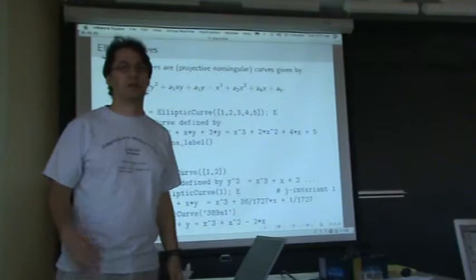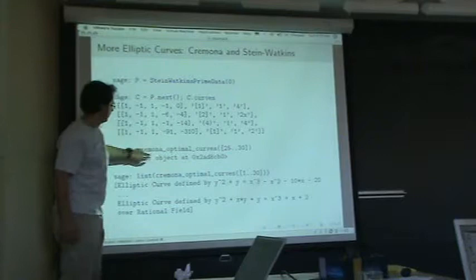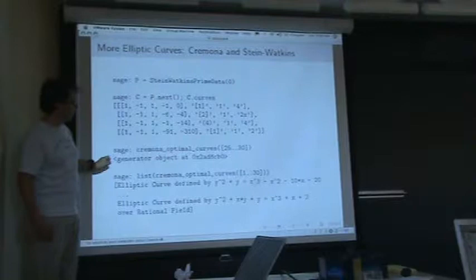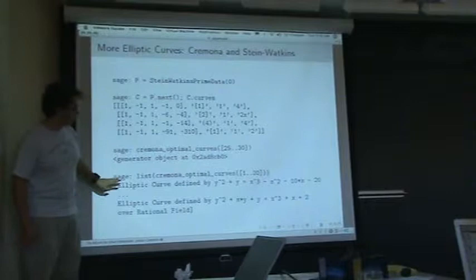There's various databases of elliptic curves. There's the Cremona database. So you can, for example, ask for all elliptic curves in the Cremona database in some range. It'll give you back a generator. It doesn't actually construct all of the elliptic curves, but as you ask for one after the other, it will construct them. If you say list, then it actually constructs them all. So here, this is a list of a whole bunch of curves with various fields filled in, such as generators for the Mordell-Weil group and so on.